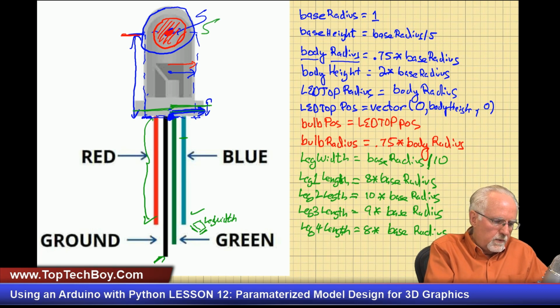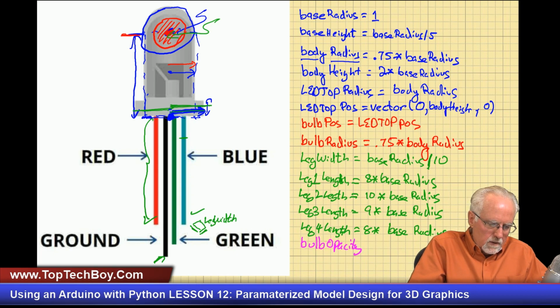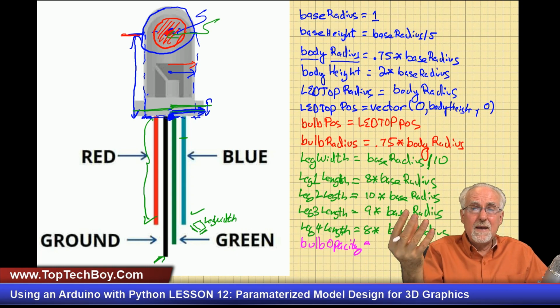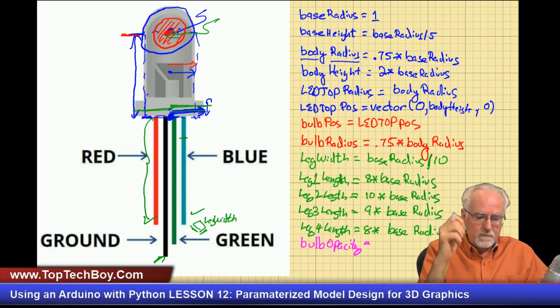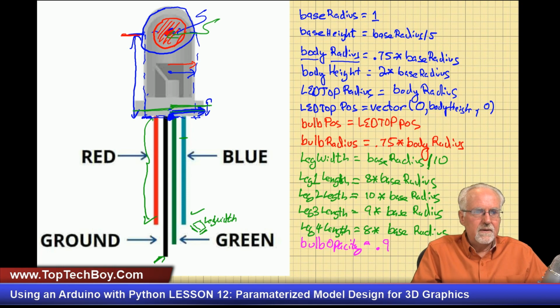Okay, now there's a couple of other things that we need to do. Again, we called this up here the bulb. Let me go to a different color. That bulb, I need a bulb opacity. Now what you have to see is if I make all of these things solid, it's not going to look real. But I want that center bulb part to be the most intense, so I will set that to a 0.9 opacity, meaning it's almost solid.